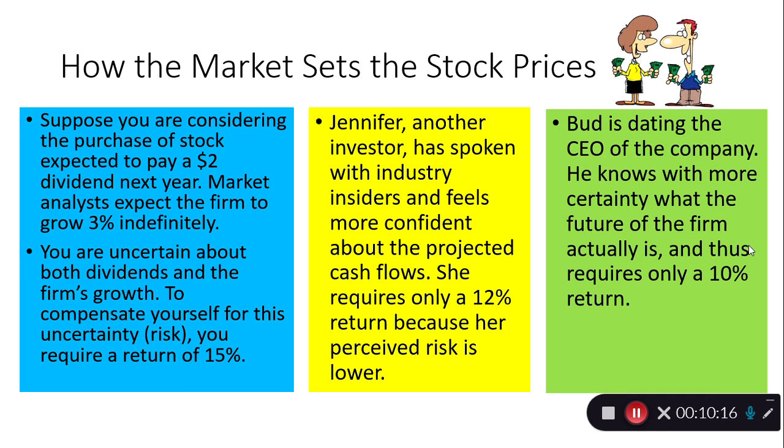But another person is actually dating the CEO of the company. He knows with more certainty what the future of the firm actually is. Almost everything in this firm he knows. So he has some confidence and some certainty in his mind. So he requires only a 10% return. So from these different KE, what would happen to the willingness to pay for the stock, right?